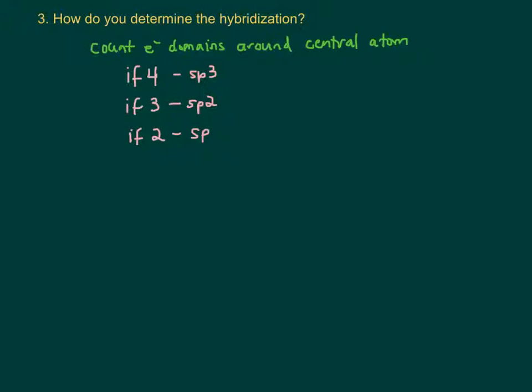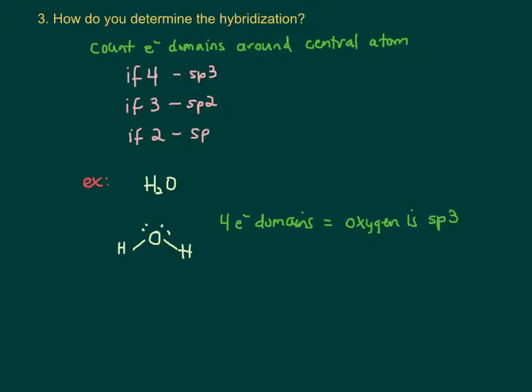Let's do an example. Here's the Lewis dot diagram for water, and we want to know the hybridization of the oxygen, the central atom. So we're just going to count the electron domains. There are 1, 2, 3, 4. So 4 electron domains around that oxygen means that the oxygen is sp3 hybridized, or that its orbitals are sp3 orbitals.